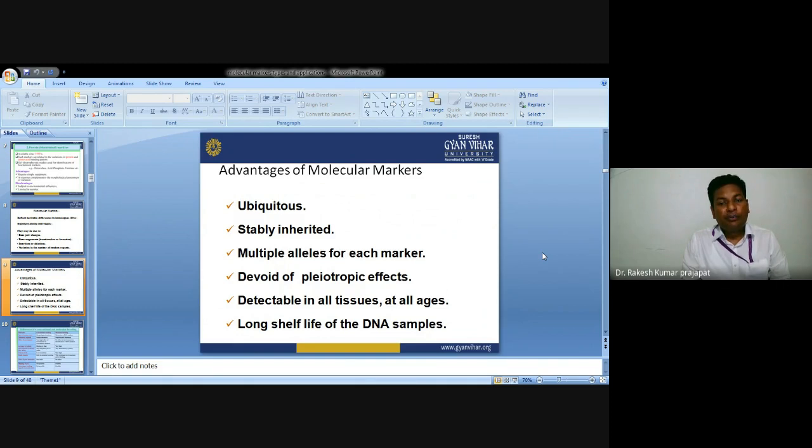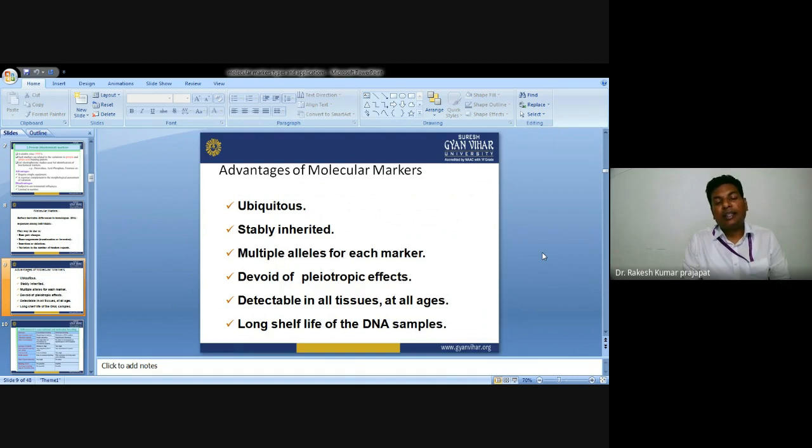Devoid of clear pleiotropic effect. They do not have a clear pleiotropic effect. Detectable in all tissues at all stages, because they belong to the genetic material, and the same genetic material is present in all the tissues, somatic cells and gametic cells, at all stages of the plant. Whether a particular gene is expressing at a particular stage is a different issue. But the markers are present in each and every tissue at all growing stages of the plant. That is one of the most important advantages of molecular markers. They are present throughout the genome and in all the tissues at all stages of growth.